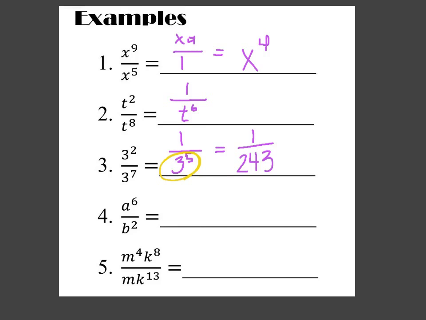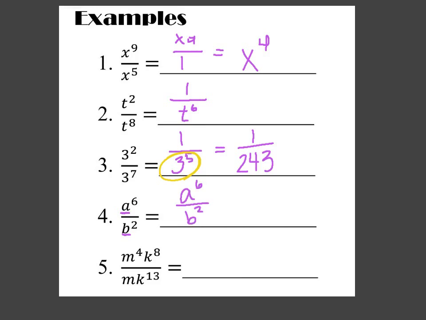Let's look at number 4, see what we can do. a to the 6th divided by b to the 2nd. I can't do anything here because these bases are not the same. So I just need to leave my answer a to the 6th divided by b to the 2nd.